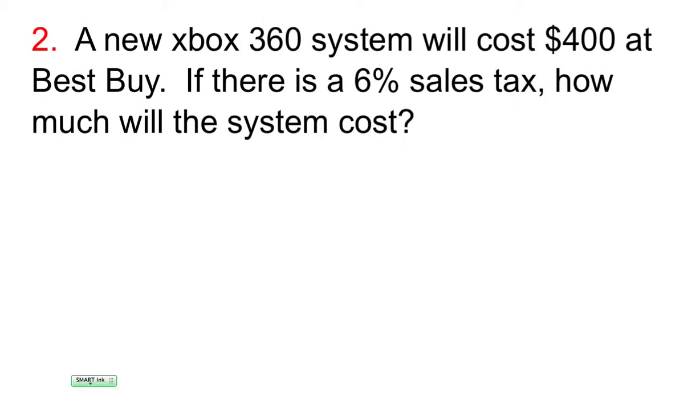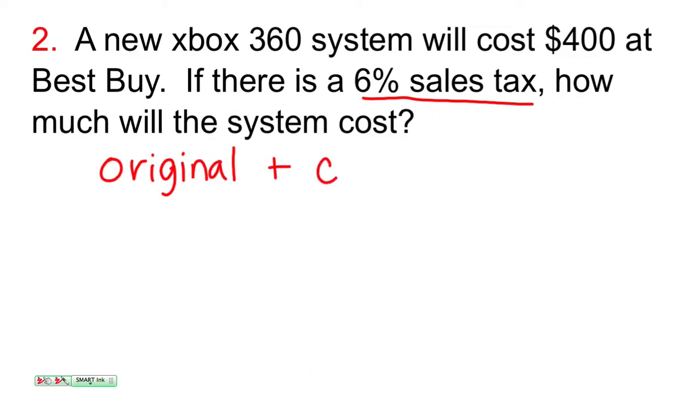A new Xbox 360 system will cost $400 at Best Buy. If there is a 6% sales tax, how much will the system cost? Now again, we're talking about a sales tax, so we know it's a percent problem. And we know it's percent change because the sales tax will change the price of the Xbox system. So you're going to write original plus change equals new.